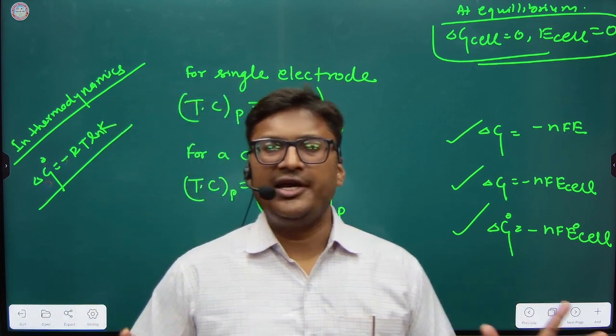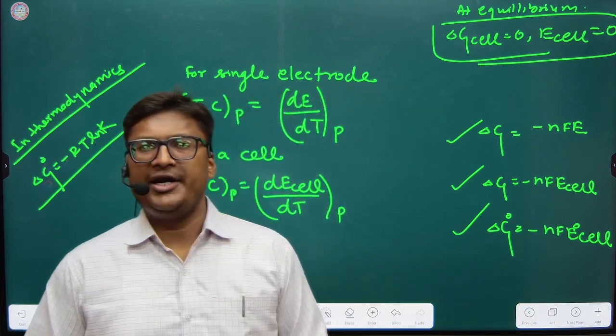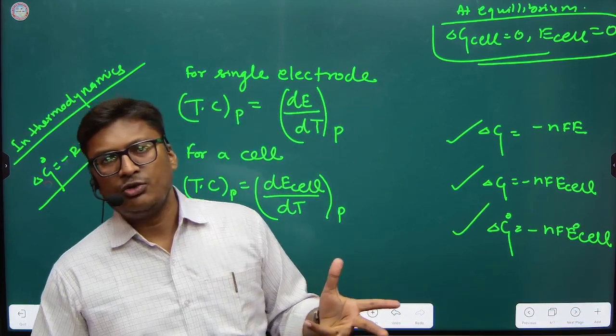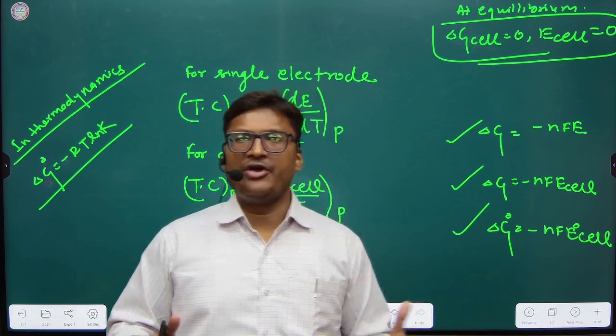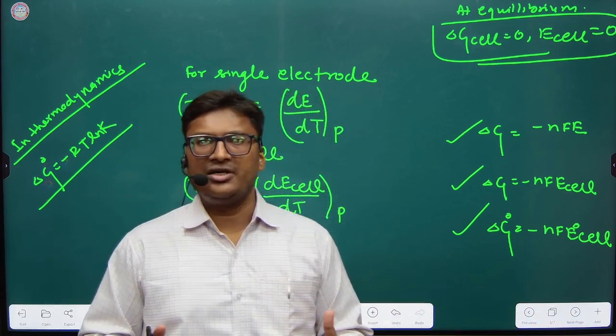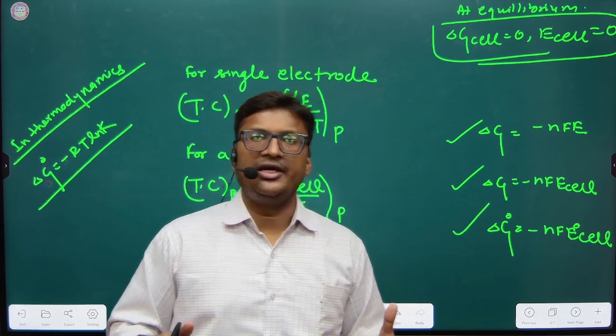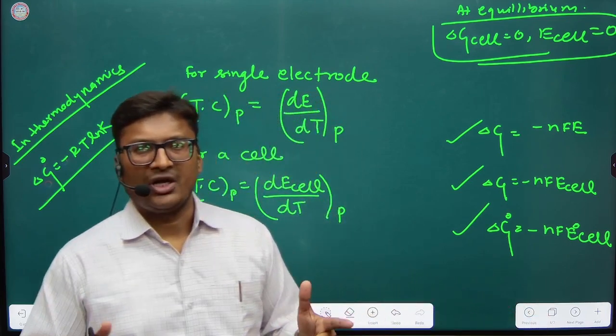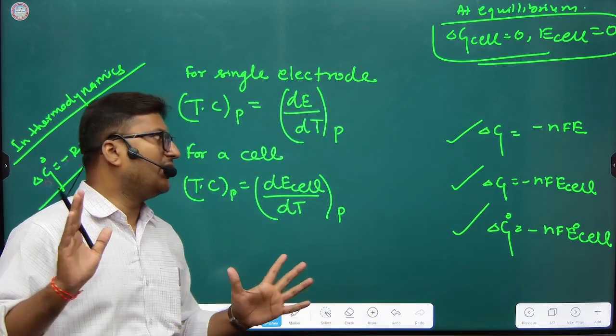So once an electrochemical cell or Daniell cell is formed, what happens here? If there is a heating effect or change of temperature in an electrochemical cell, then the cell potential will be affected and the overall electrochemical cell will be affected.